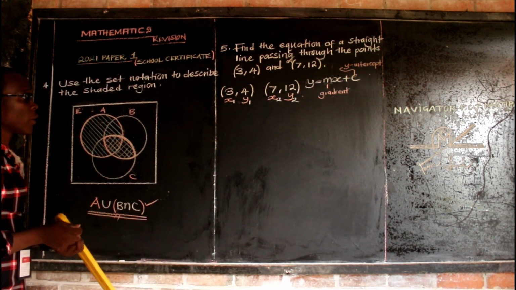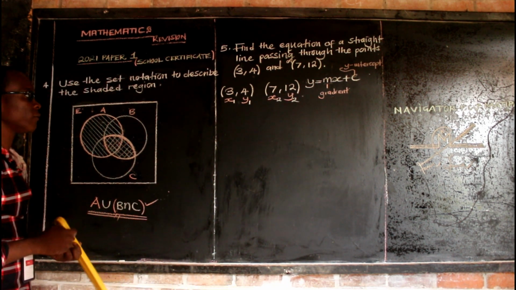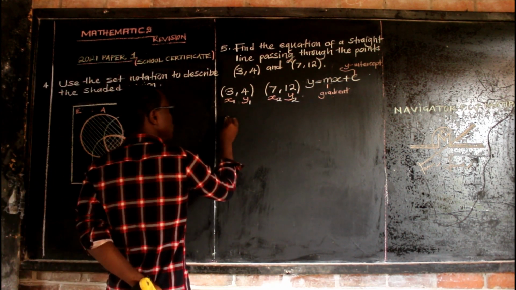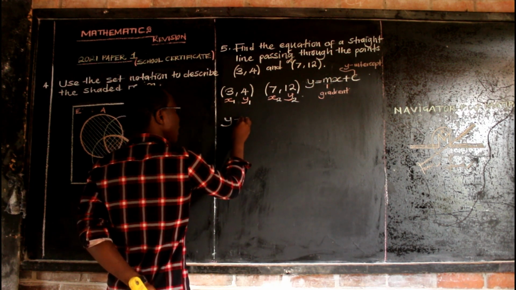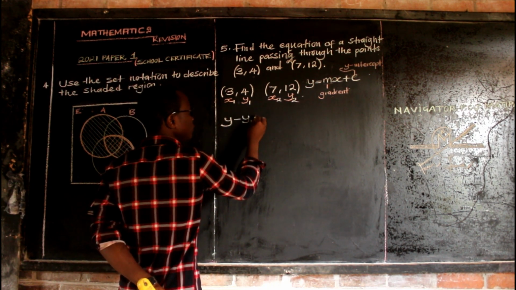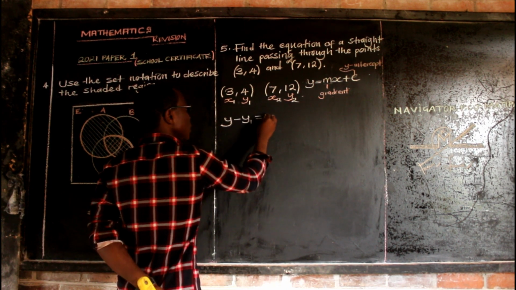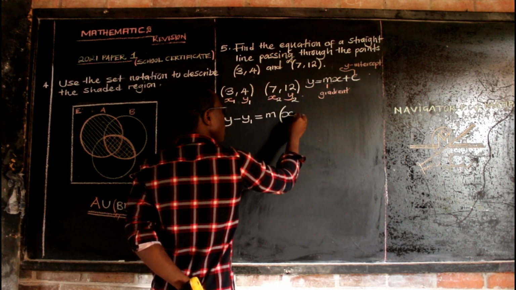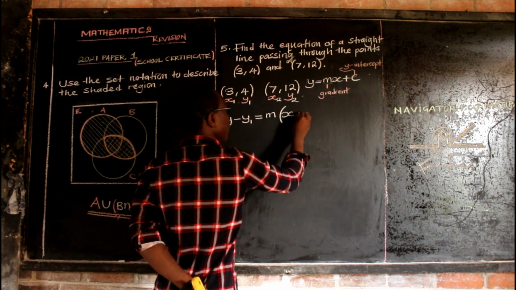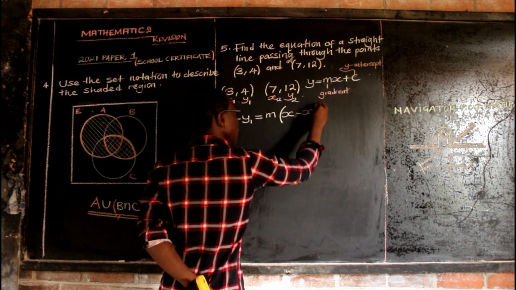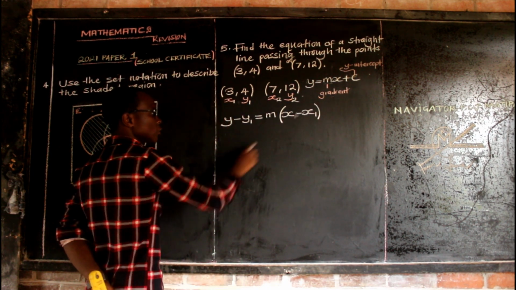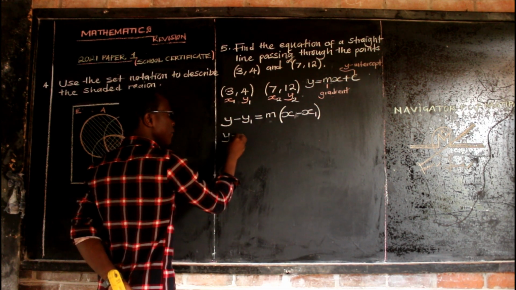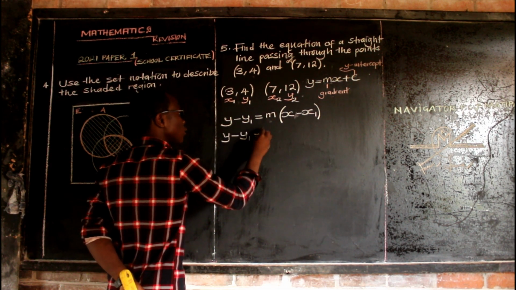Now we are going to apply the formula which we are going to use. The formula is y minus y1 is equal to the gradient, which is m, open brackets, x minus x1, then close. This one is a gradient. This can also be written as y minus y1 is equal to the gradient.